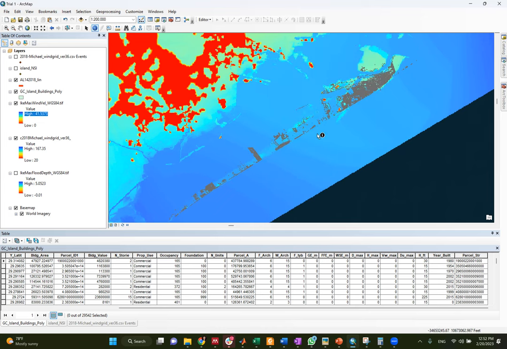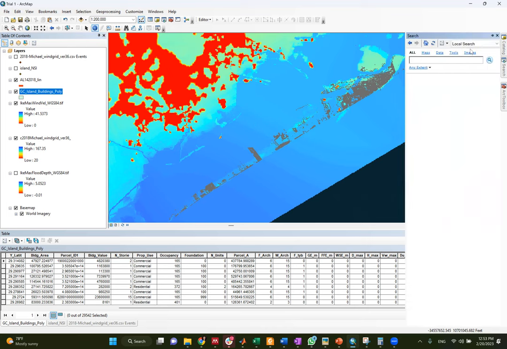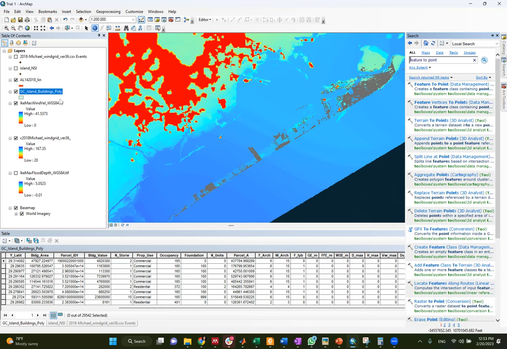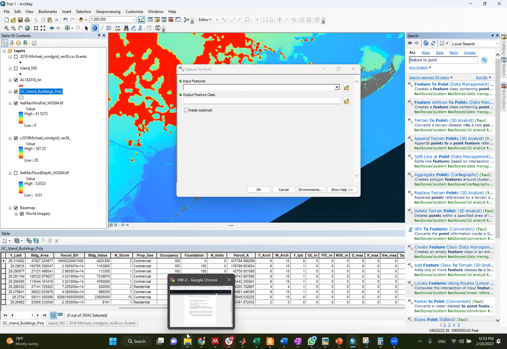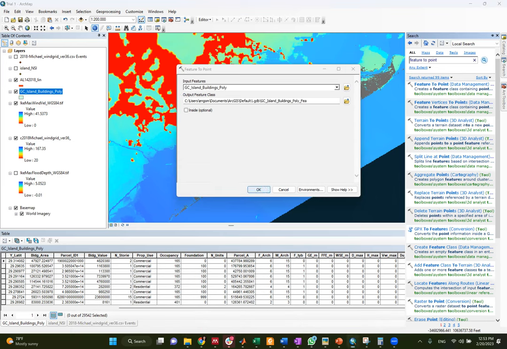The next step is I want to know the wind speed at each building, so that I can do a damage analysis. To do this, I have to convert these polygons to points. So I go to search and search feature to point. I put this feature in.